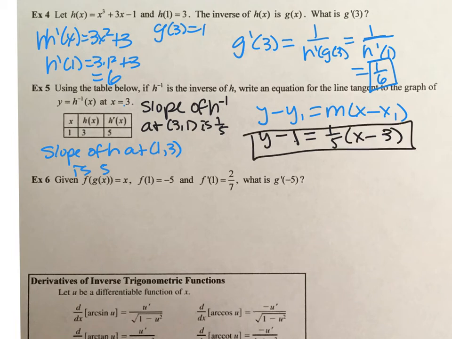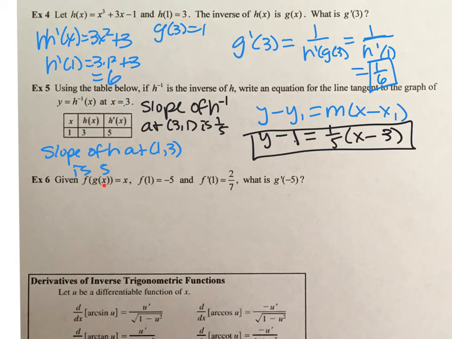All right, and then let's take a look at number 6. Number 6 says, given that f of g of x equals x, and f of 1 equals negative 5, f prime of 1 equals 2/7, what is g prime of negative 5? Well, first of all, let's talk about what this means. If f of g of x gives us x back again, what does that tell us about the functions f and g? Well, they must be inverses of each other. They just undo each other.